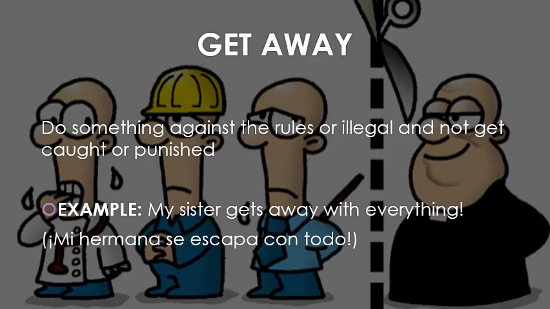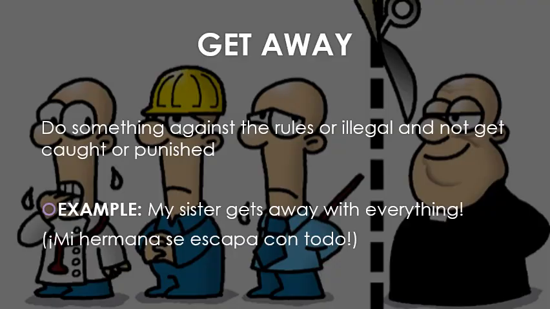The next phrasal verb is get away. The meaning of get away is do something against the rules or illegal and not get caught or punished. For example, my sister gets away with everything. En Spanish, mi hermana se escapa con todo. O mi hermana se sale con la suya con todo.